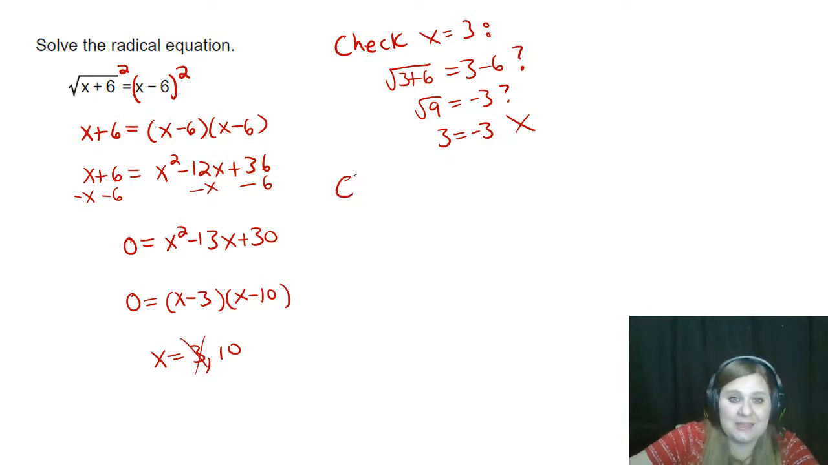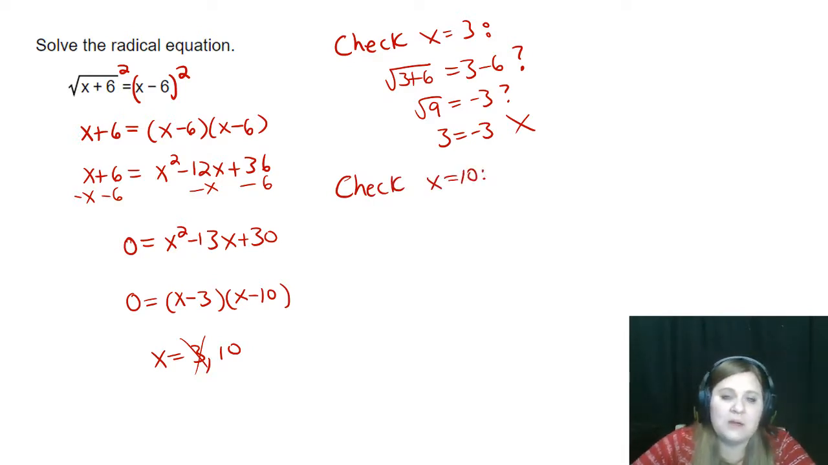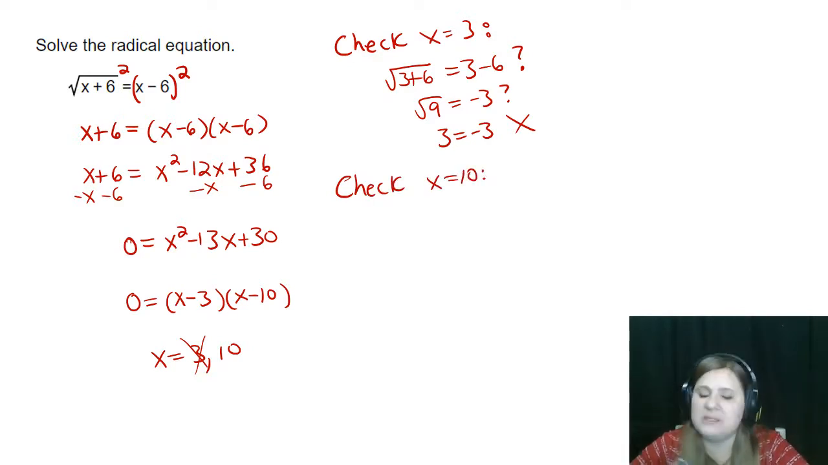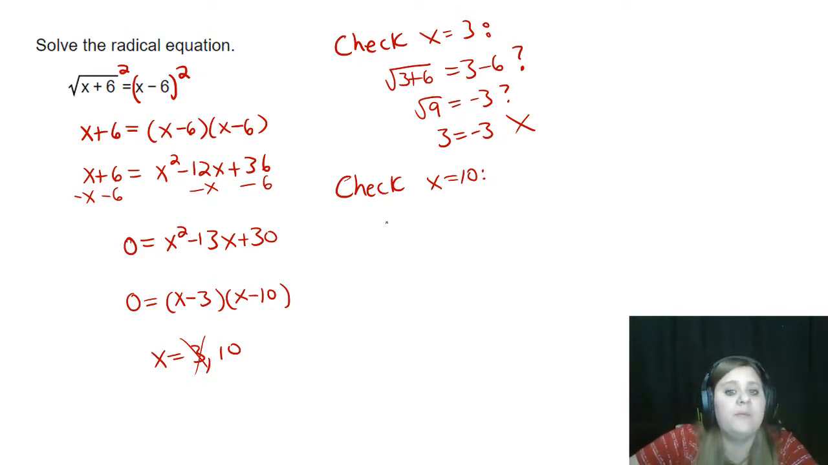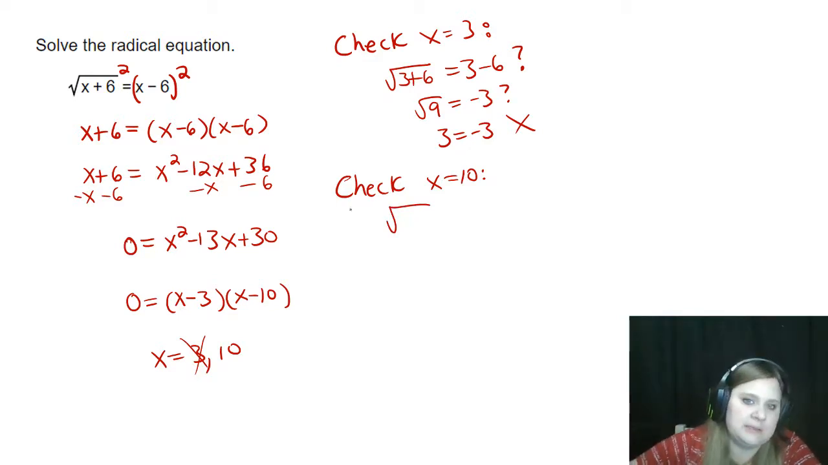Let's check x equals 10. Keep in mind, guys, just because one works and one doesn't some of the time doesn't mean that's always the case. It's possible for them both to work, it is possible for one of them to work, and it is possible for none of them to work. So you always do have to check both. If one doesn't work, don't assume the other one automatically does. I mean, most of the time it should, but you do have to check both.